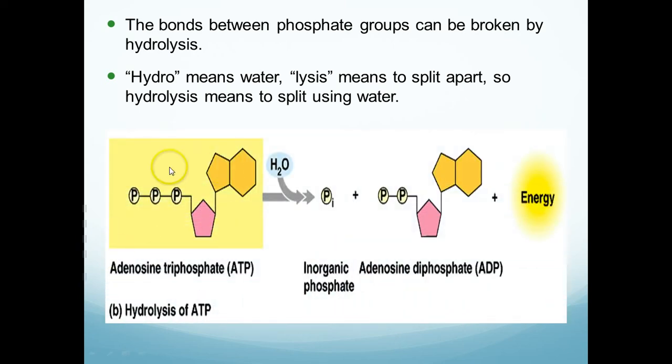Here you see an adenosine triphosphate, an ATP. When you add water to that, one of the phosphate groups breaks off from the end, and you are left with adenosine diphosphate, or ADP, plus the energy that's released by the breaking apart of that link, that chain at the end.